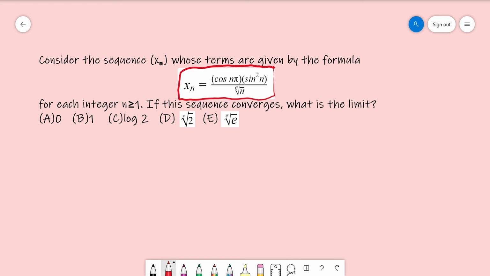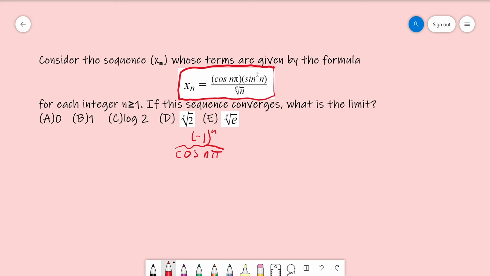Well, the trick here is to realize that cosine of n pi is just going to alternate between -1 and 1. Cosine of pi, or any odd multiple of pi, like 3 pi, 5 pi, 7 pi, is always going to be -1. And cosine of any even multiple of pi, like 0 pi, 2 pi, 4 pi, is always going to be +1. So in other words, cosine n pi is the same thing as (-1) to the nth power.